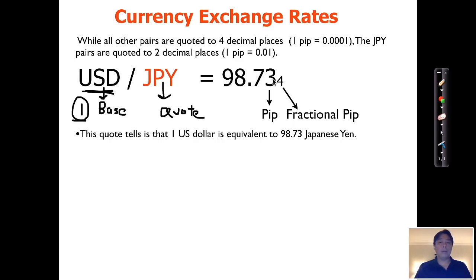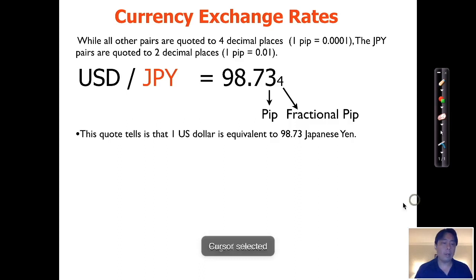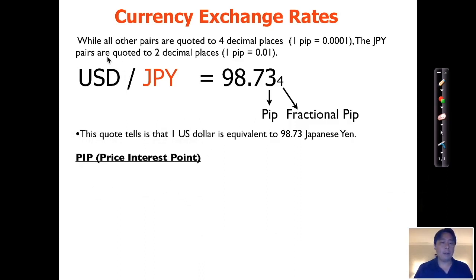Again, this 3, the second decimal place, is a pip. So if it goes from 98.73 to 98.74, the dollar yen has gone up by 1 pip. Make sense? If it goes from 98.73 to 98.84, it's gone up by 11 pips. If it goes from 98.73 to 98.72, it's gone down by 1 pip. So you got that? In other words, again, $1 is equivalent to 98.73 Japanese yen.